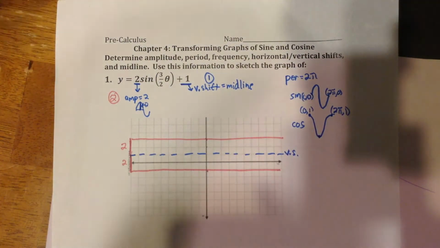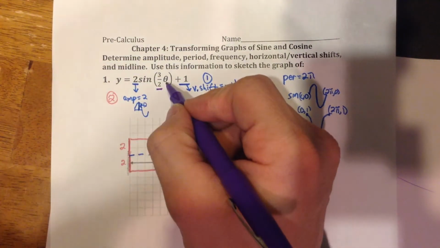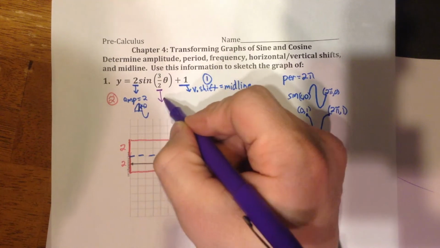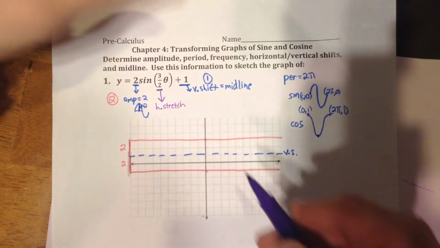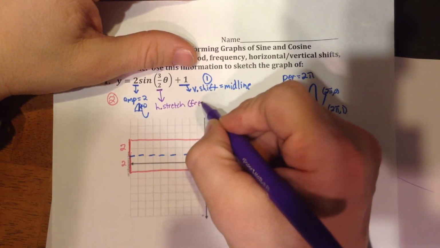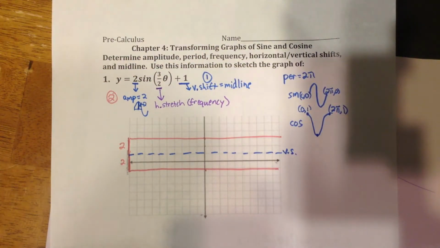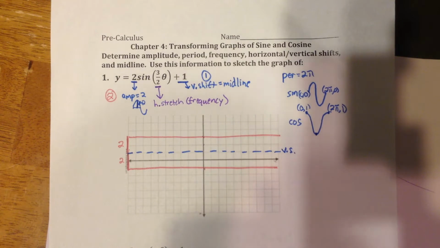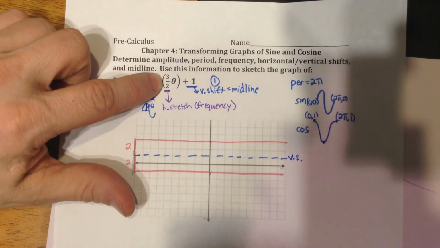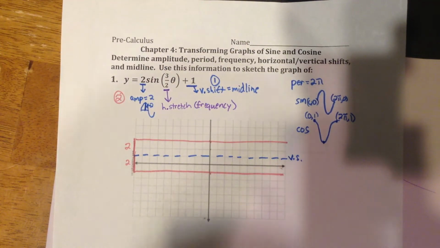Now the fun part is when you're working with the stuff inside here, the period change and the horizontal shift. Those are the trickiest parts. The number next to the variable, in this case theta, is going to be your horizontal stretch. It's also the same as your frequency. If you don't remember frequency, it's how many waves happen from 0 to 2 pi. So this is 1.5 frequency. So from 0 to 2 pi, you're getting 1.5 waves. That's what it means. All right?